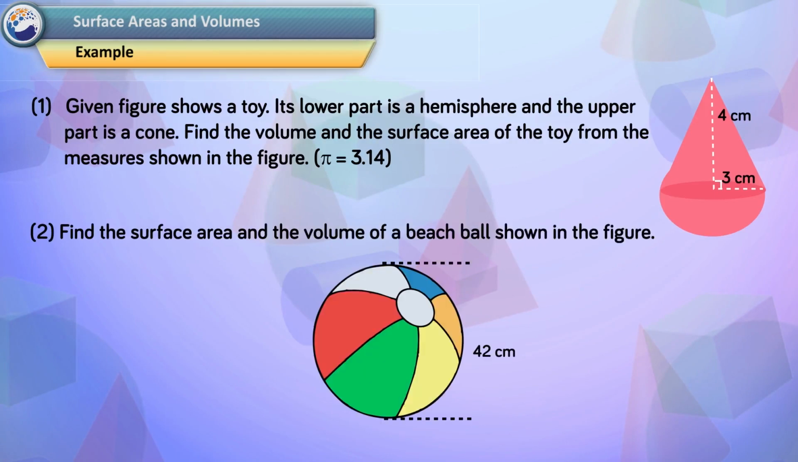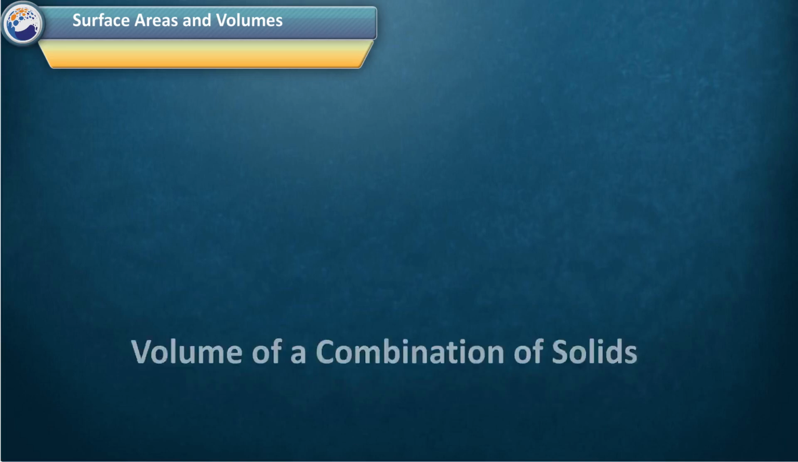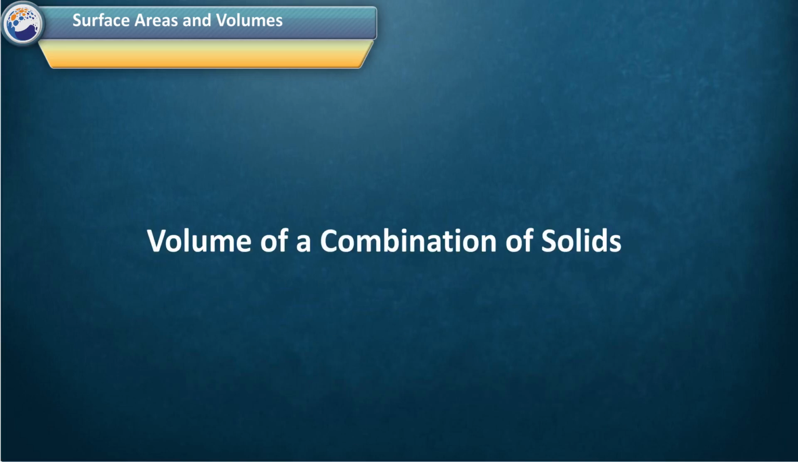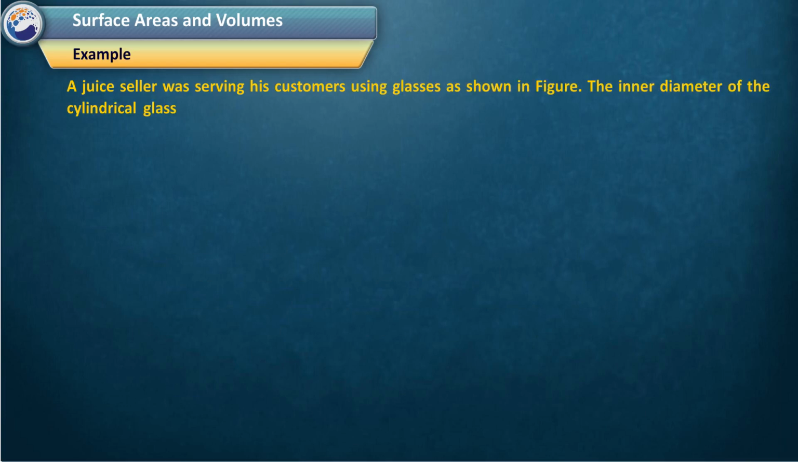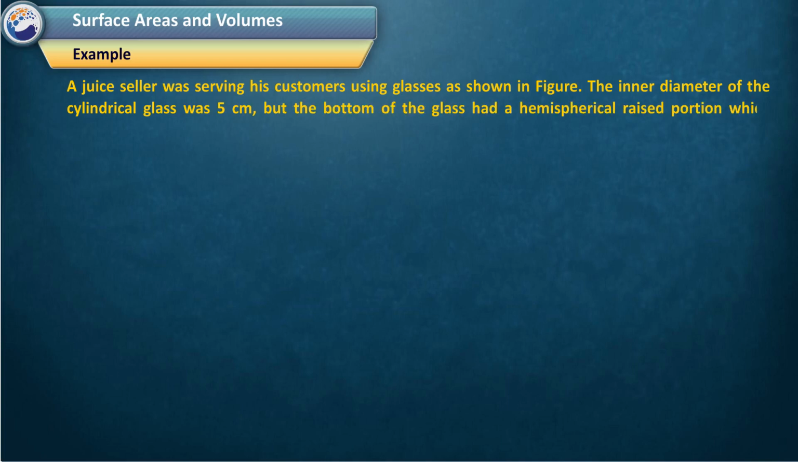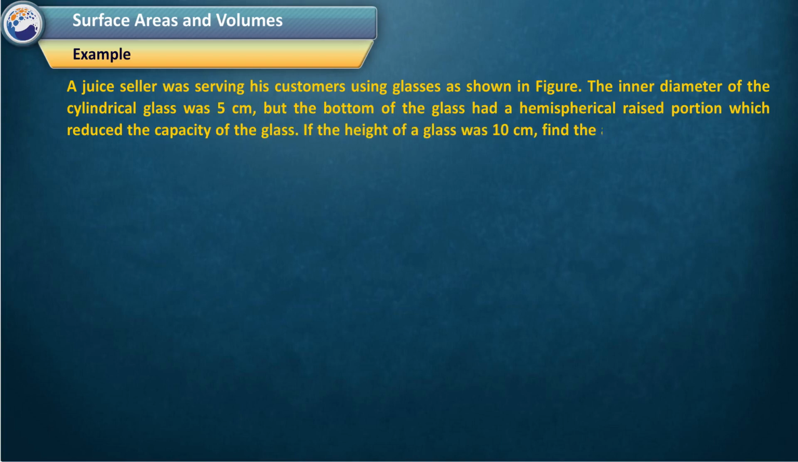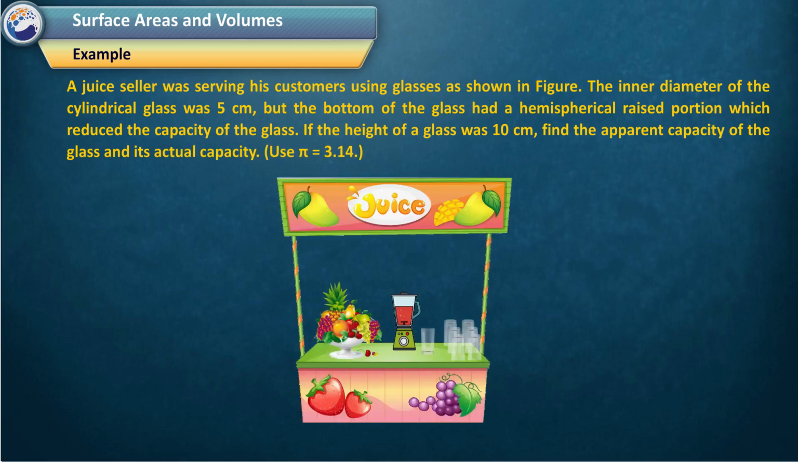Volume of a combination of solids. Example: a juice seller was serving his customers using glasses as shown in the figure. The inner diameter of the cylindrical glass was 5 centimeters, but the bottom of the glass had a hemispherical raised portion which reduced the capacity of the glass. If the height of a glass was 10 centimeters, find the apparent capacity of the glass and its actual capacity. Use pi equals 3.14.